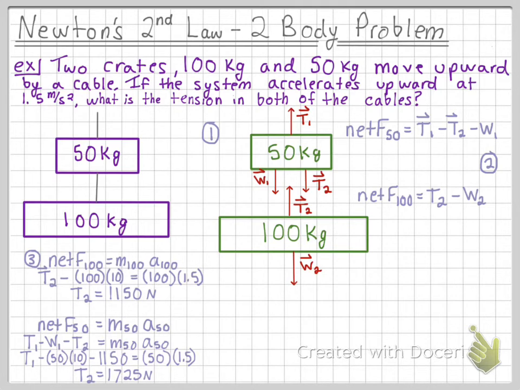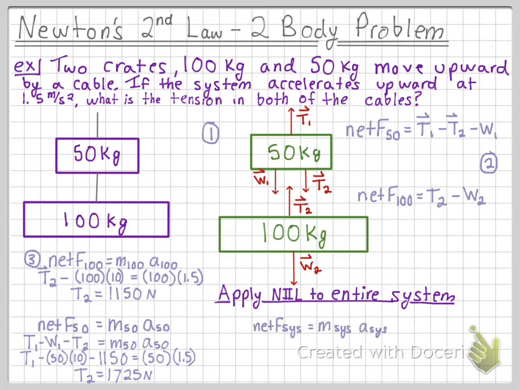So there's another way that we can approach these problems with two objects. We can simply apply Newton's second law to the entire system. So in order to find the net force acting on the entire system, we just simply add together all the force vectors drawn for all the objects in the system. So we have T1 that is positive and a weight 1 that is negative, and a T2 that is negative coming from the 50 kilogram free body diagram. And then we add the forces from the 100 kilogram free body diagram. So we have a positive T2 and a negative W2.